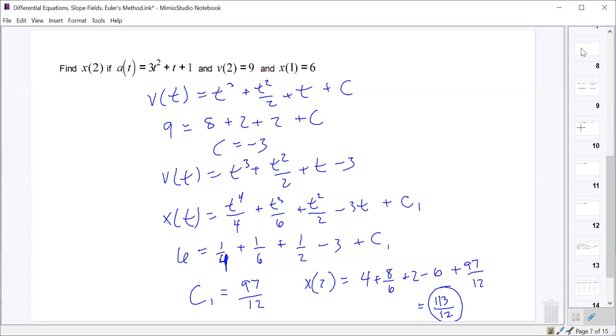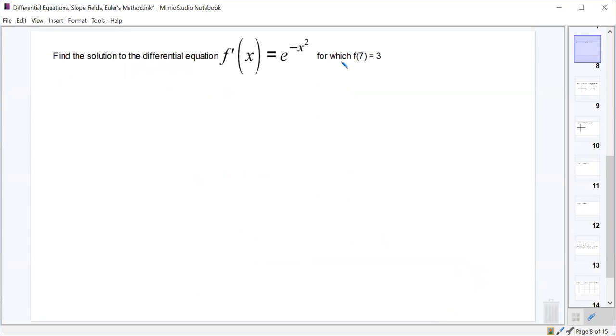Some of them with velocity and acceleration and all that. What about ones like this, where we're given a derivative? The derivative is equal to something like e to the negative x squared. How do we integrate e to the negative x squared?